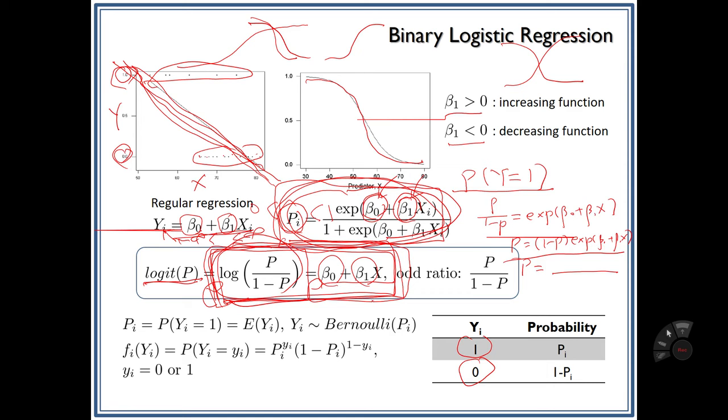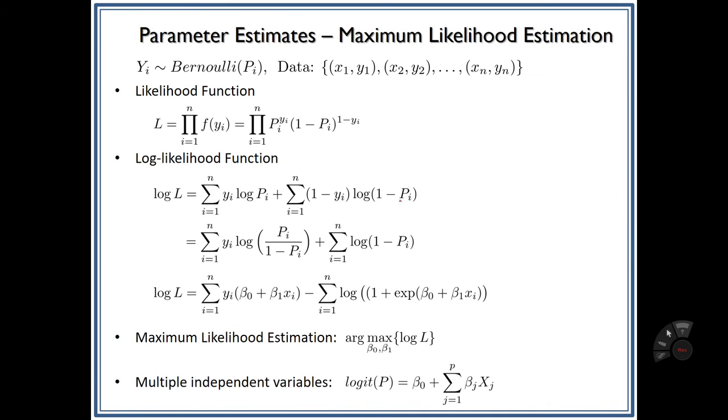Okay, then how can we estimate those two things? Actually, in this case, we cannot use the least square method, because we have y values, but we do not have this p value. So the least square method does not work for this case. So what we do is maximum likelihood estimation.